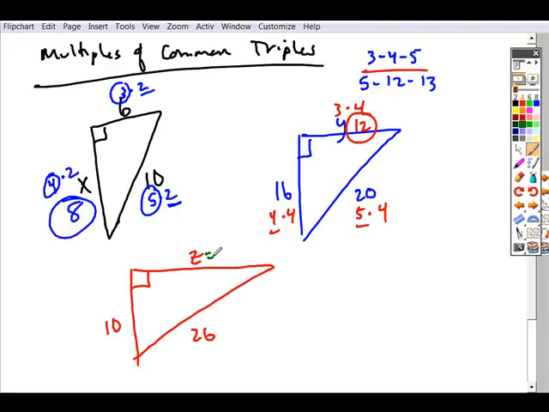Z will be, here we have 2 times 13, 2 times 5, so we have a 5, blank, 13. So we apply our common multiplier, we get 2 times 12, which is 24. Okay, so if you can work with those, there are more. There's more than just these as far as the common triples. These, though, are the ones that are used the most often, especially on standardized testing. Okay, questions about that, Pythagorean theorem or the common triples based on that?